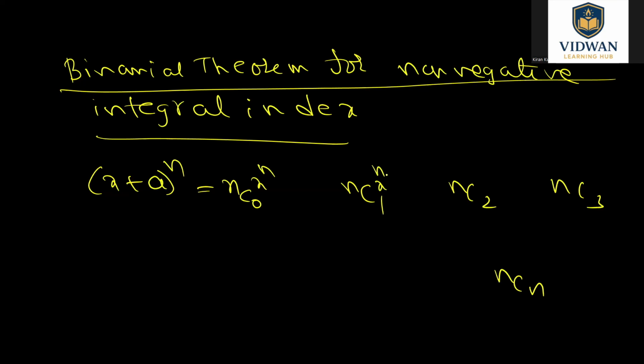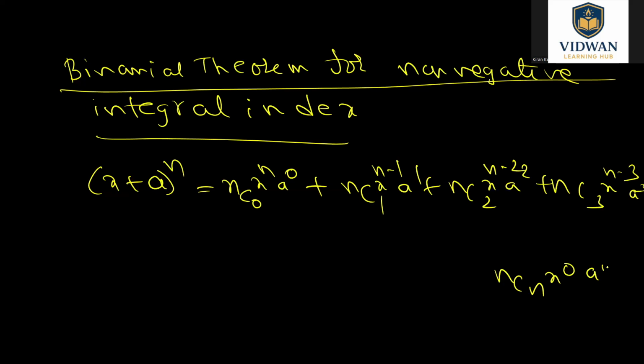As you proceed, it decreases by 1 unit: x power n minus 1, x power n minus 2, x power n minus 3. And at the end, it becomes power 0. The power of a will start with 0. There will be a plus sign everywhere. A power 1, and it increases and goes till a power n. So that is how you can write down the binomial expansion. This is called the binomial theorem for non-negative integral index.